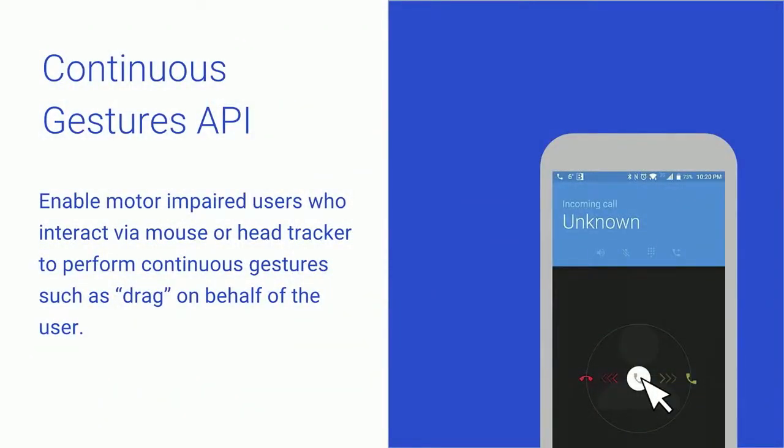We're adding a continuous gesture API. In Android Nougat, we added an API to allow performing gestures on behalf of the user. In Android O, we are extending this API to make it easier to perform continuous gestures. What does it mean? It means that, for example, it will be easier for a user using a wheelchair mouse or a head tracker to perform gestures such as drag and drop, text selection, answering phone calls, and zooming in and out of maps.